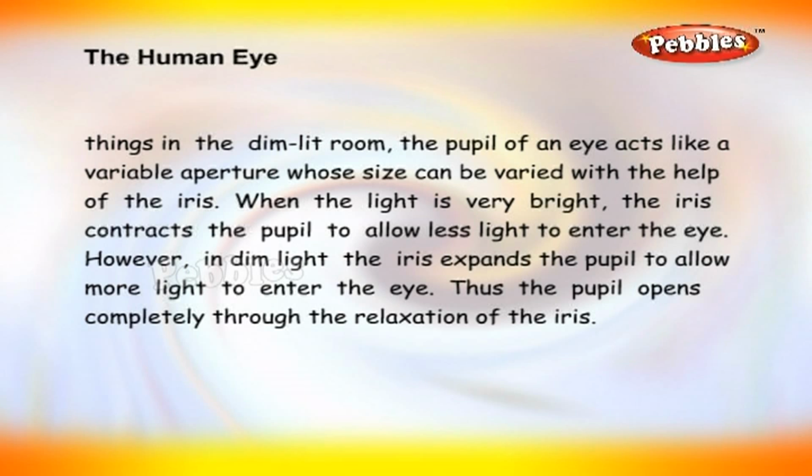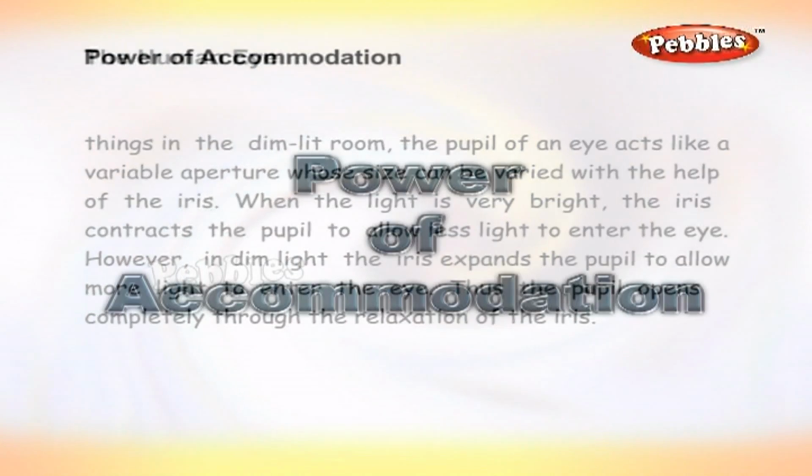The pupil of an eye acts like a variable aperture whose size can be varied with the help of the iris. When the light is very bright, the iris contracts the pupil to allow less light to enter the eye. However, in dim light, the iris expands the pupil to allow more light to enter the eye. Thus, the pupil opens completely through the relaxation of the iris.